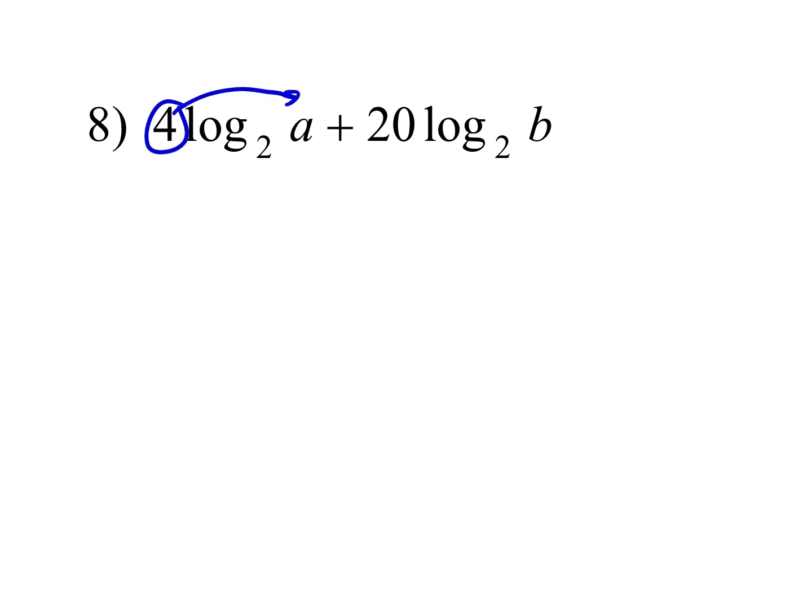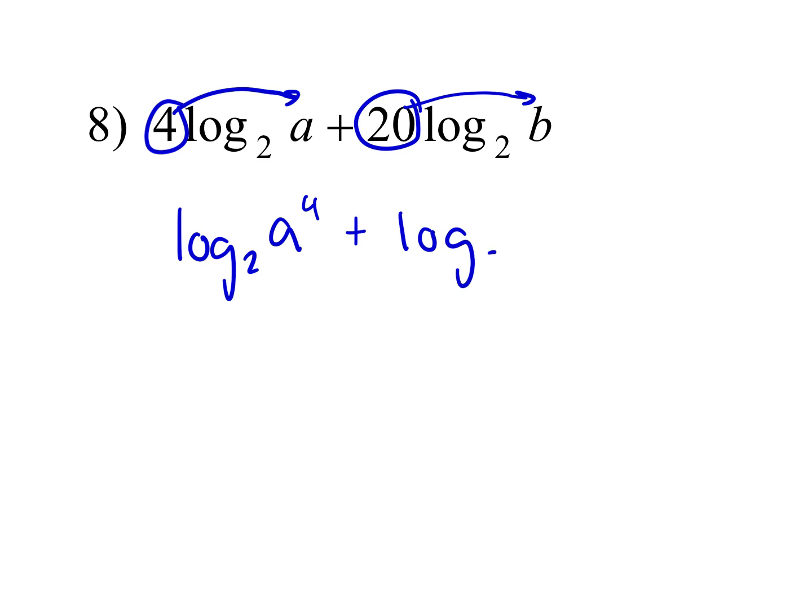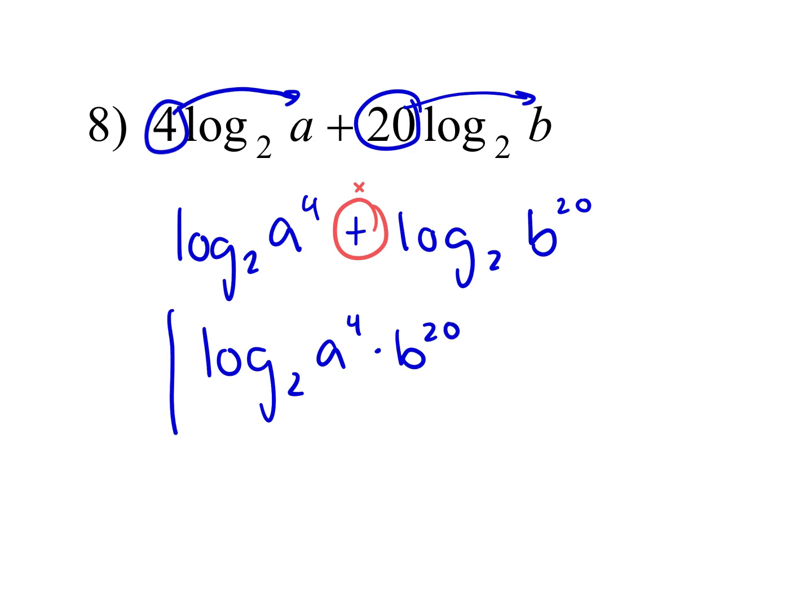Move the 4 and move the 20. So this is log base 2 of a to the 4th power plus log base 2 of b to the 20th power. What goes with addition? Multiplication. So I have log base 2 of a to the 4th power, and then what comes next? Times b to the 20th power.